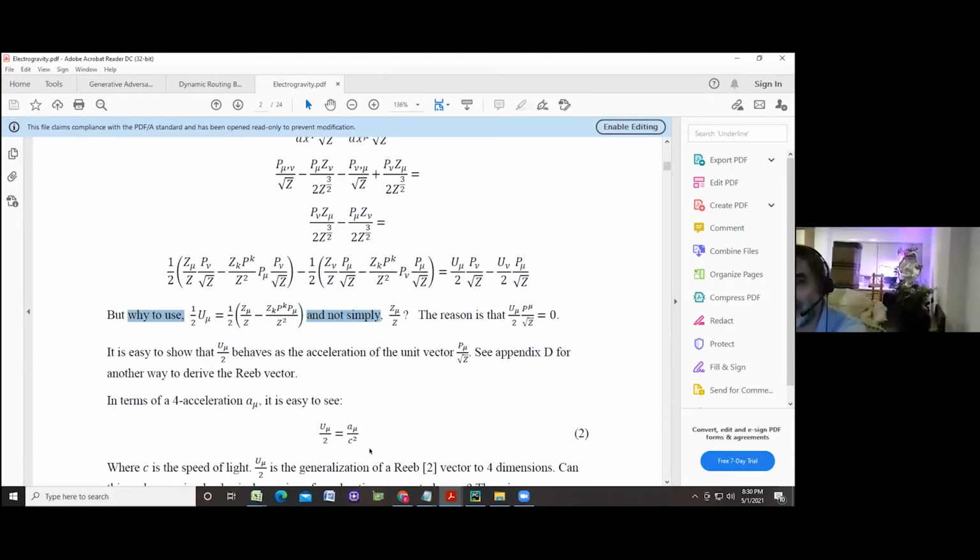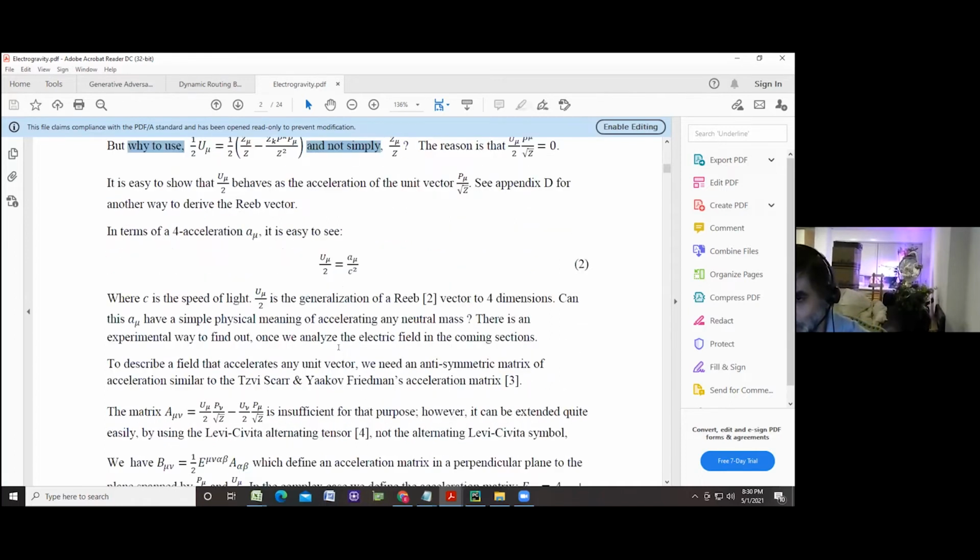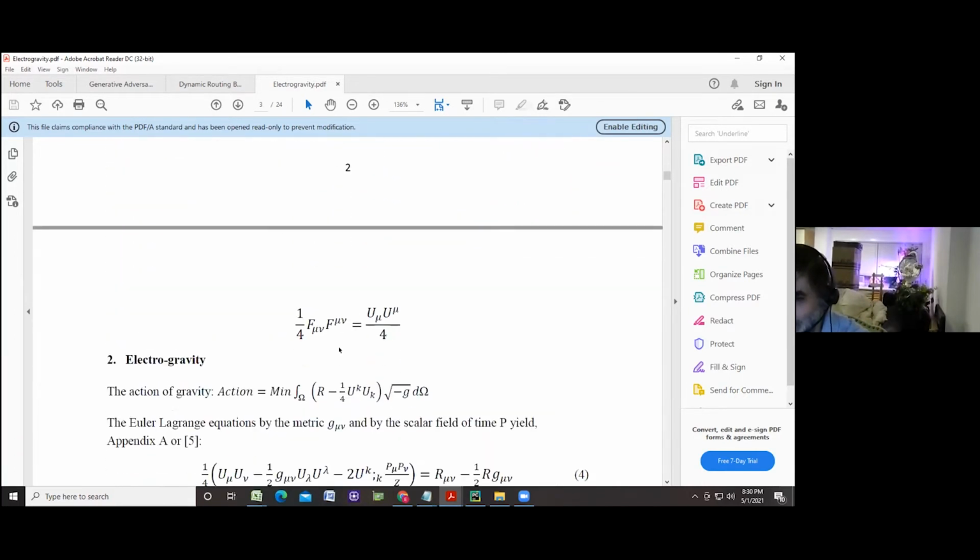So this thing, half u mu, it's actually acceleration, because in 4 dimensions, if you talk about a normalized vector, the vector that is perpendicular to it is the acceleration vector. It tells how much this curve is changing in relation to the direction of the curve, how much change you have in a perpendicular direction.